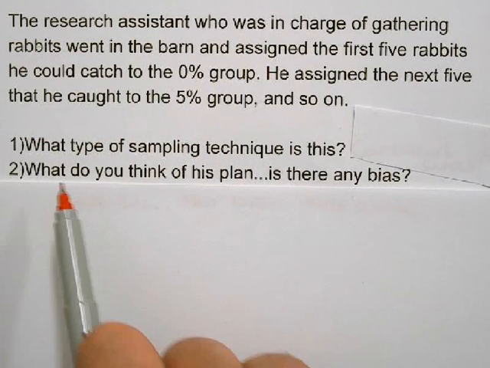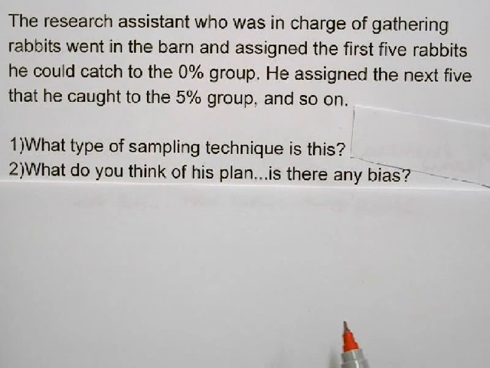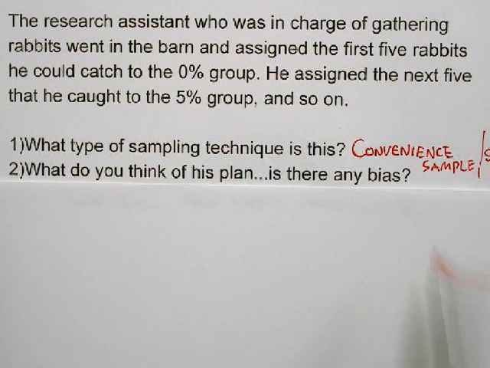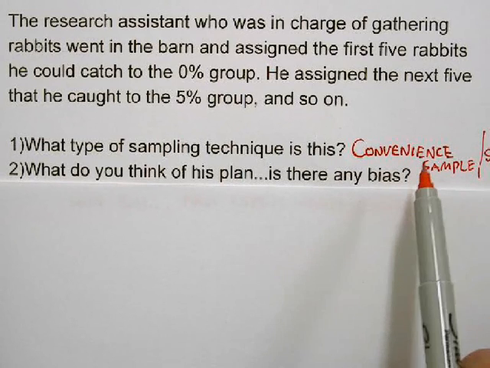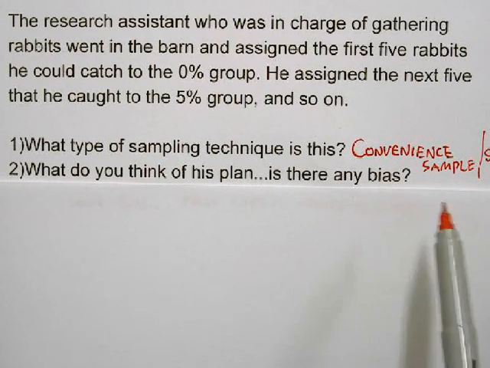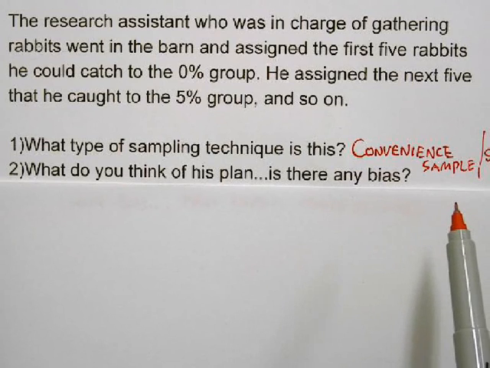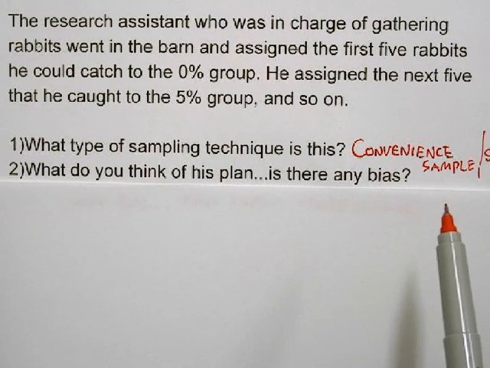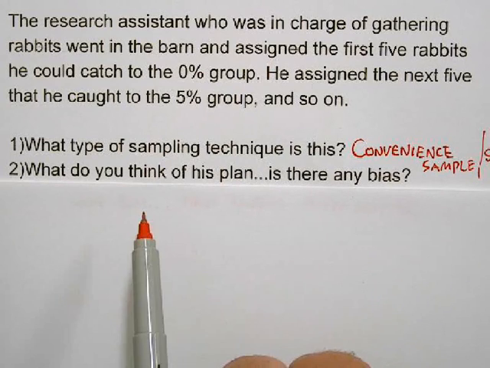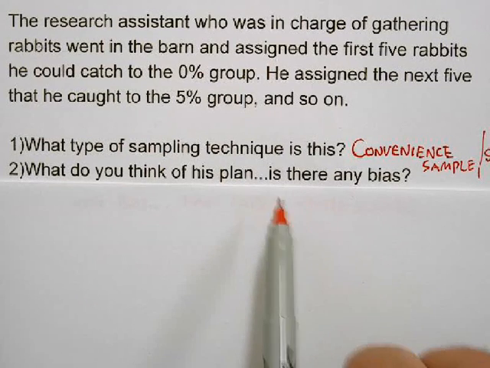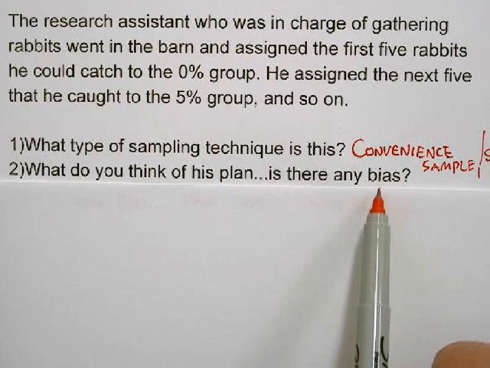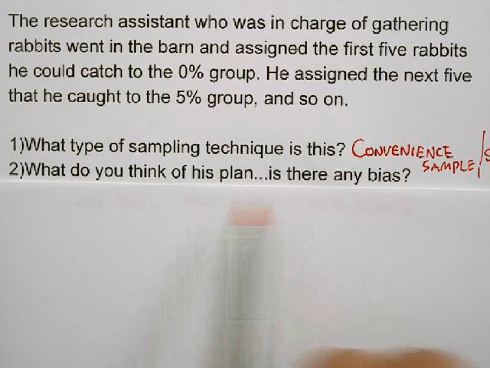So the question is, what type of sampling technique is this? Well, in most cases, he's taken the first five he can catch. So that's mostly as convenient as possible. So let's call that a convenient sample. Some people might even say it's systematic because it's the first five and the second five and so on. So perhaps, is it random? Maybe it is, maybe it isn't. And if it isn't random, then it sometimes produces some sort of bias. And that's really what we want to think of.